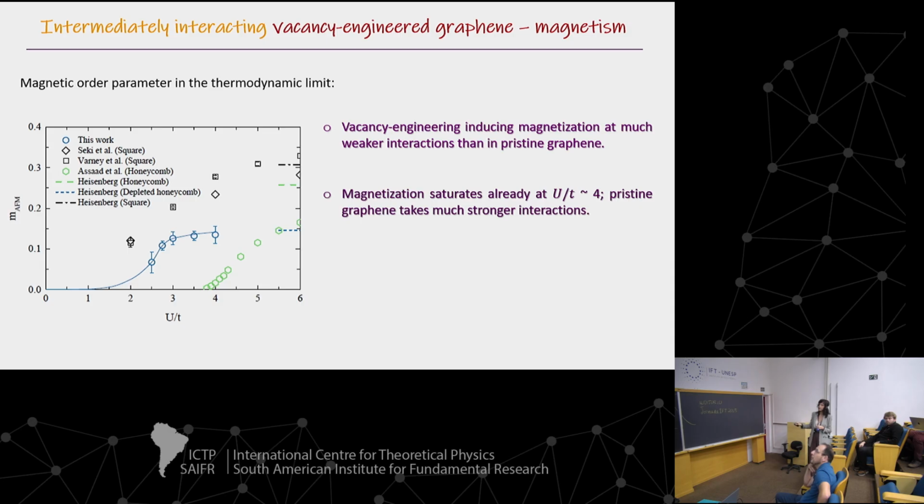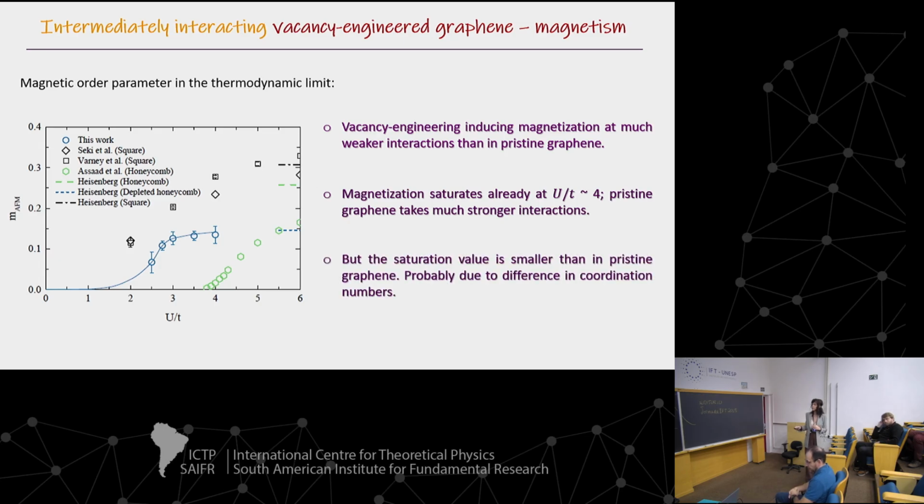So here is the saturated magnetization for the vacancy-engineered lattice, where the value for pristine graphene is up here. So the magnetization saturates already at a much smaller value of electronic interactions and at a lower plateau than for pristine graphene. And that's probably due to the difference in coordination numbers that you get when you vacancy engineer your lattice.